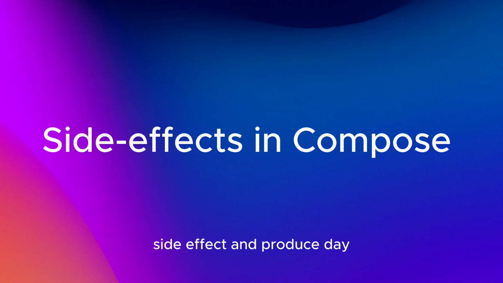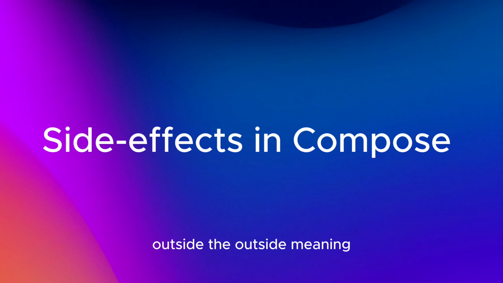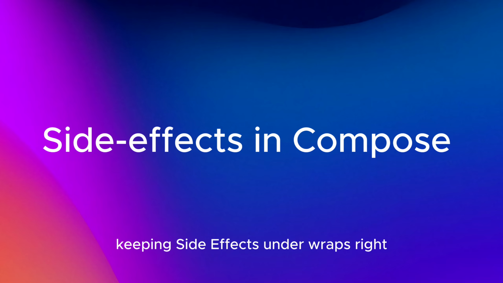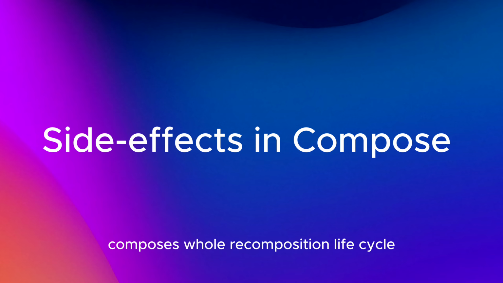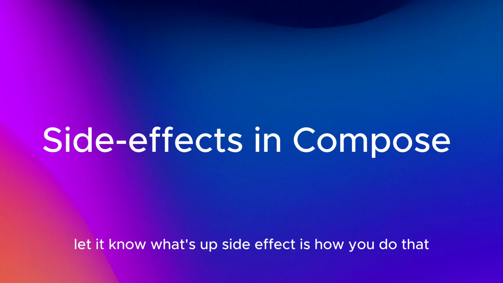Side effect and produce state, those are the ones, right? Let's unpack them. Side effect first. What's its deal? Side effect, that's your direct line from the Compose world to the outside. The outside, meaning... We've been talking about keeping side effects under wraps, right? Managing them within your world, Compose's whole recomposition life cycle. But sometimes you need to tap into something external, let it know what's up. Side effect is how you do that.